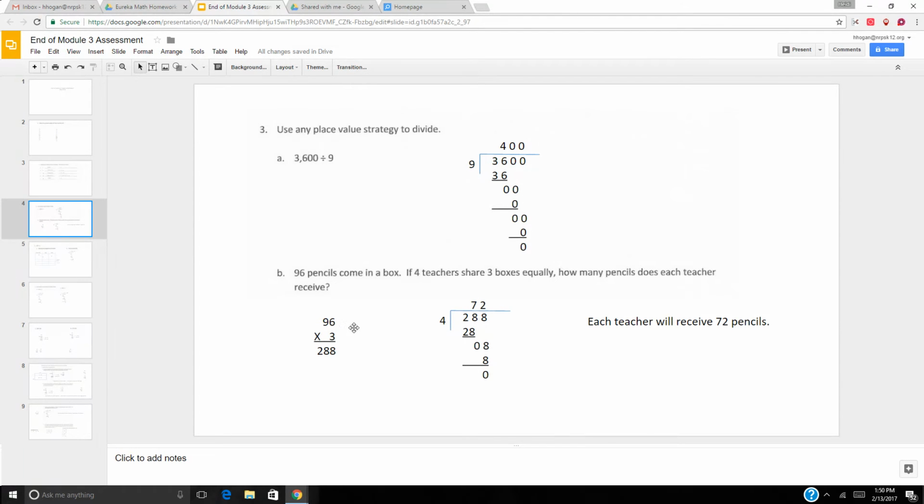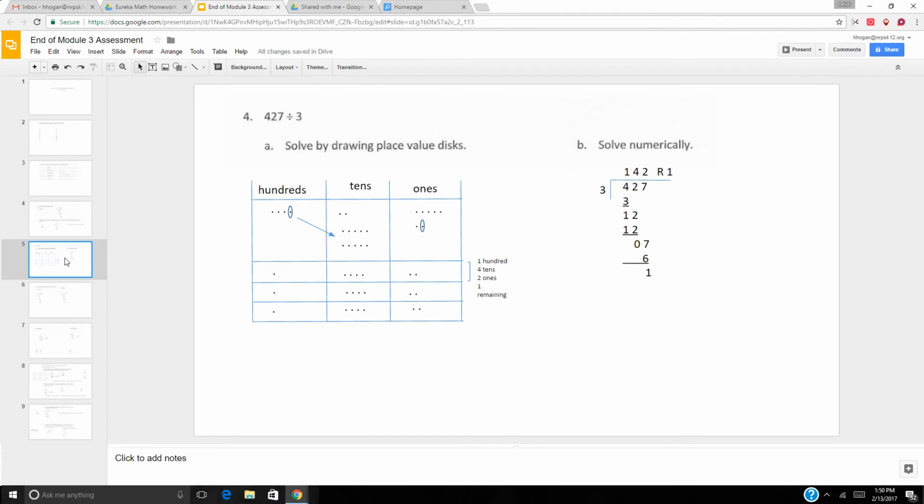And if we multiply, 3 times 6 is 18. So 9 times 3 is 27, and 1 is 28. So altogether, there are 288 pencils. 4 teachers are going to share those 288 pencils. 28 divided by 4 is 7, because 7 times 4 is 28. 28 minus 28 is 0. Bring down the 8. 8 divided by 4 is 2. 2 times 4 is 8. 8 minus 8 is 0. So each teacher will receive 72 pencils. You need to have your statement.